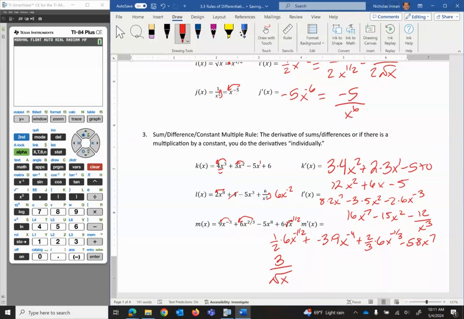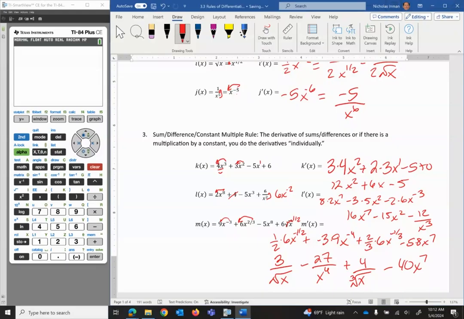Remember, negative exponents move to the bottom, and the 1/2 power, the square root. Negative 3 times 9 would be minus 27. X to the negative 4th becomes positive 4 on the bottom. 2/3 times 6. 6 times 2 is 12, divided by 3 is 4. X to the negative 1/3 becomes x on the bottom inside of a cube root. Negative 5 times 8, that's negative 40. And x to the 7th just stays.